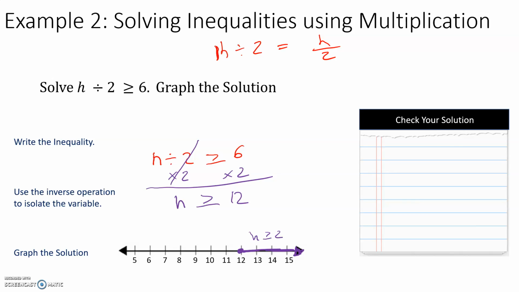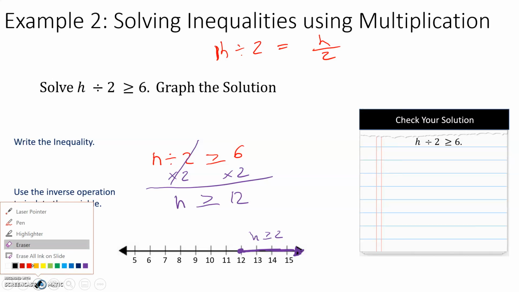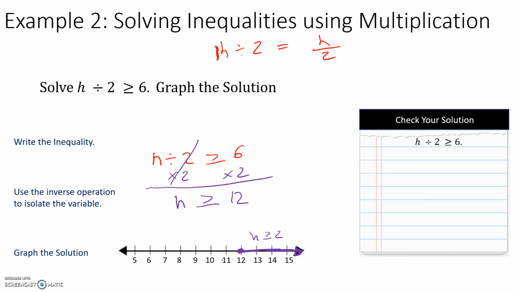All right, now I'm going to check my answer. I'm just going to plug in values on both sides of 12 and see if they're true. So h, let's use 11. Actually, I'm going to do 10, because 11 is a little funky number. I'm going to have a fraction. You can do it, but I'm going to use 10 and 14, because those are nice even numbers I can divide by 2, as long as you're picking two on both sides of that circle.